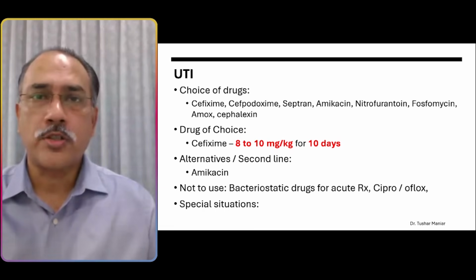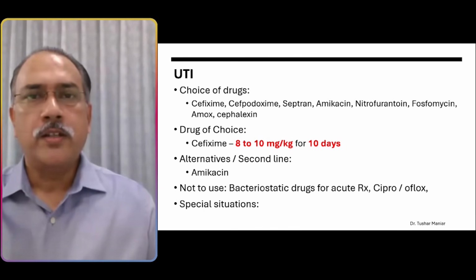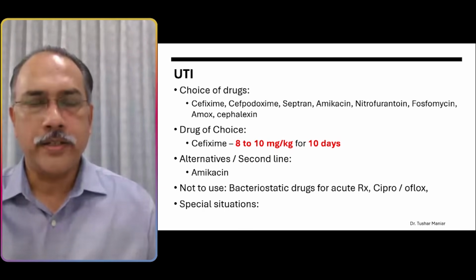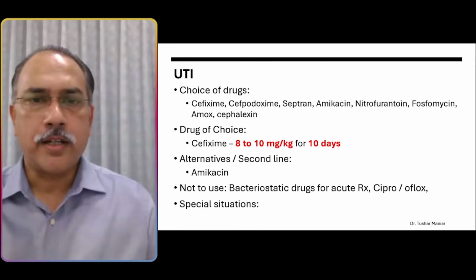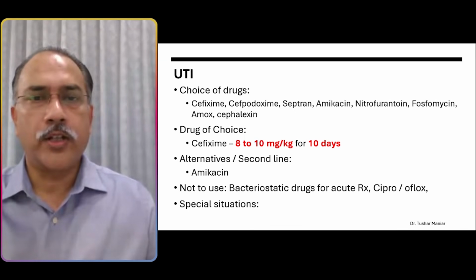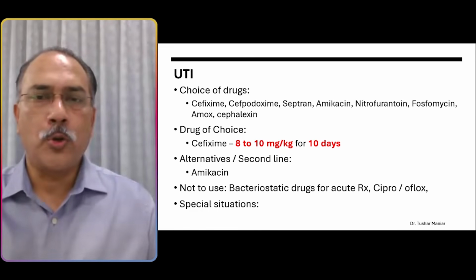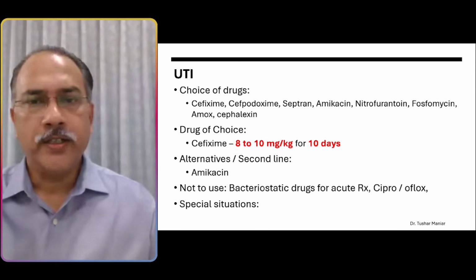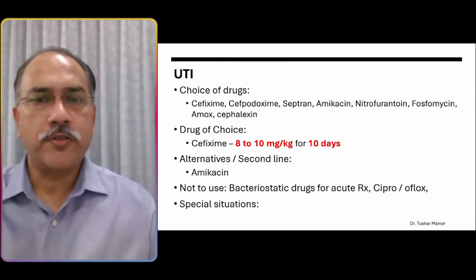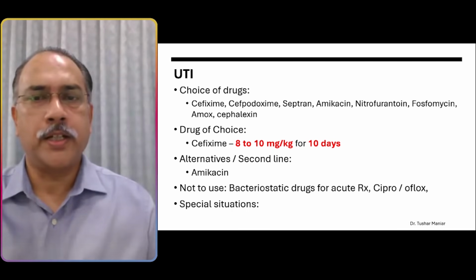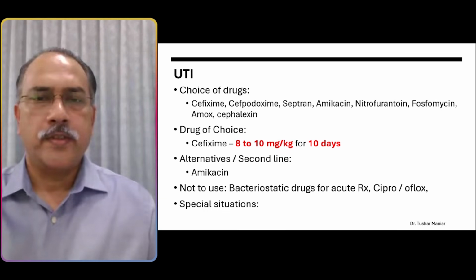Remember, there is no urgency to start antibiotic in a UTI. You must collect the sample and send it, only then to start an antibiotic. Again, as you know, you have a whole lot of drugs which you can choose from, and that's where the importance comes. The most appropriate oral antibiotic for urinary tract infection in this particular situation is cefixime. And again, I have highlighted the dose, which will be 8 to 10 milligram per kilogram per day for 7 to 10 days, preferably for 10 days.